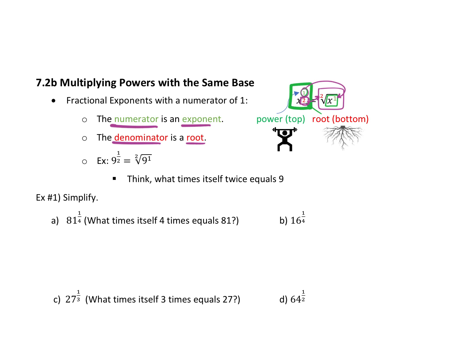So if I said 9 to the 1/2 power, I'm saying 9 to the first power, but I'm taking the square root of that. Basically what you're asking yourself then is what times itself twice equals 9? What is the square root of 9? 9 to the 1/2 power is what times itself twice. So what would 9 to the 1/2 power equal? It's 3. 9 to the 1/2 power is 3. It is the square root of 9.